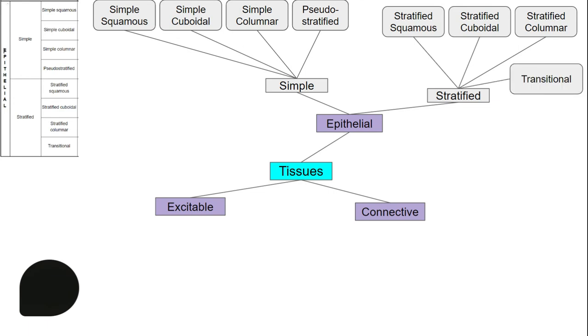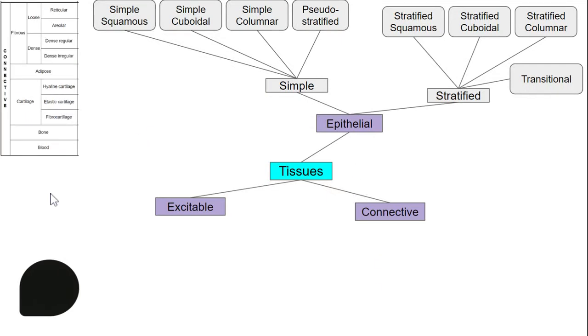And then we have our interesting one here called transitional. Remember, that one's found in the bladder. It looks kind of wiggly on top because it's very able to stretch. So as our bladder fills up with fluid, our transitional epithelium stretches out so your bladder can hold a lot of liquid. All right, that's epithelial tissue.